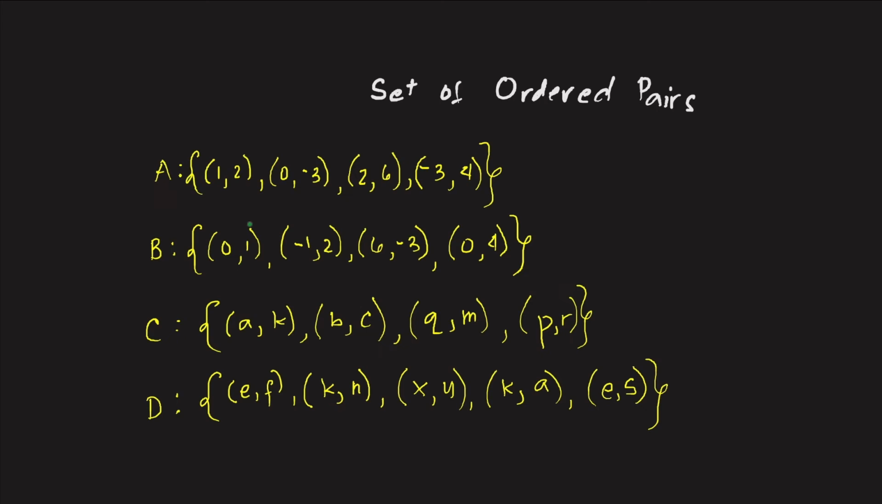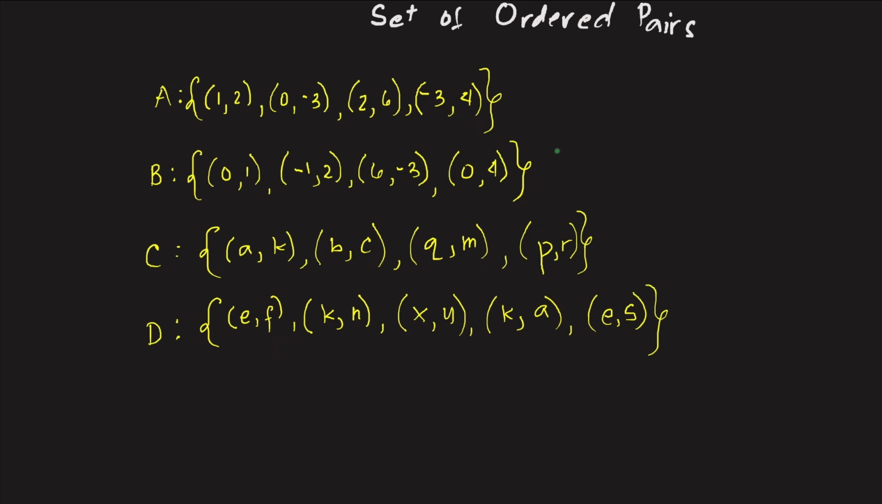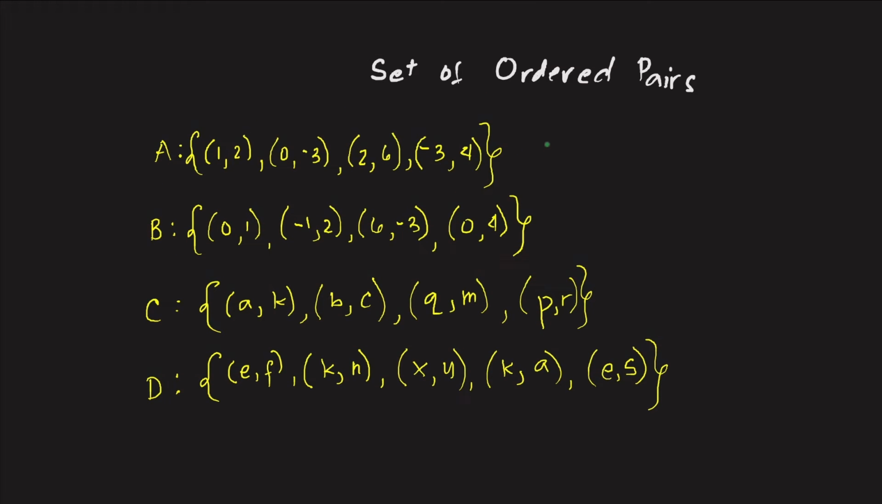Now ask yourself, is an element in the domain paired once? Let's see. We see 1, we see 0, 2, and -3, and each is mapped only once. So this tells us that this set of ordered pairs must be a function.